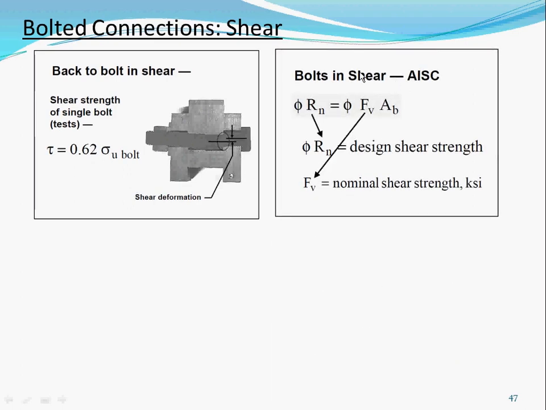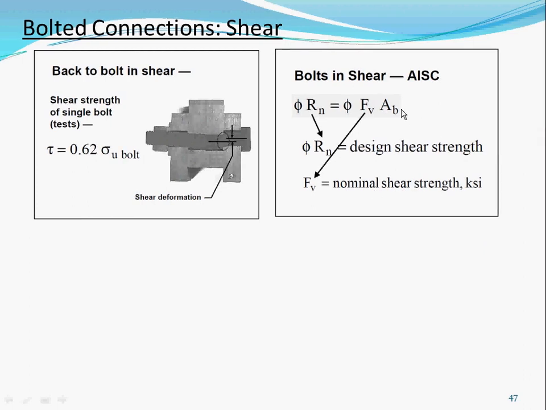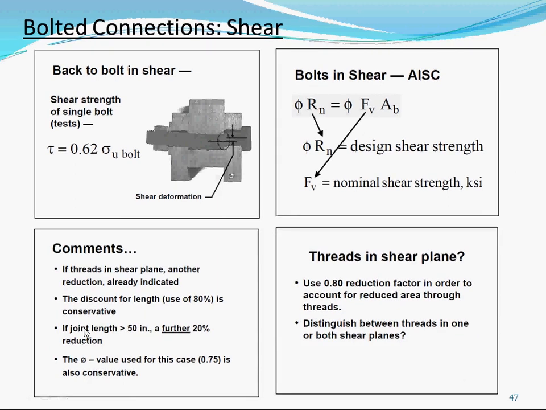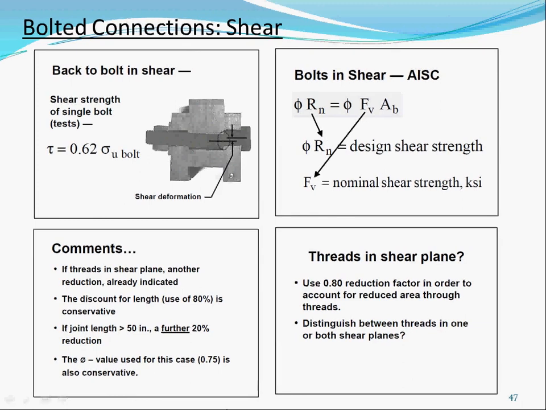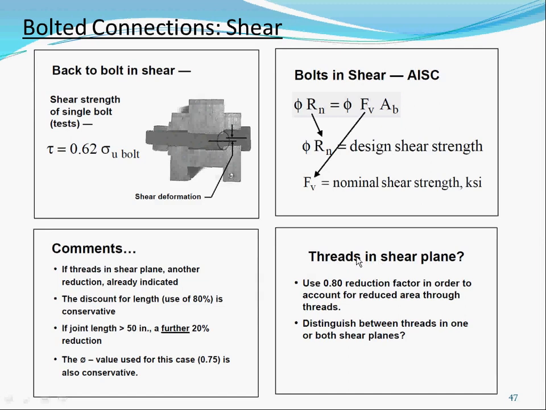In the AISC, how they're taking care of it is they publish a nominal shear strength, and you use the area of the bolt. Okay, so you don't have to do anything. You just multiply by a phi, which they give you. They give you the nominal shear strength, and depending on what bolt you choose, you calculate the bolt area. So again, if the joint is greater than 50 inches, then you reduce it by 20% based on what we just saw. Okay, reduce for bolts. The phi factor for all cases is 0.75. So it doesn't matter what it is, they just conservatively use 0.75.